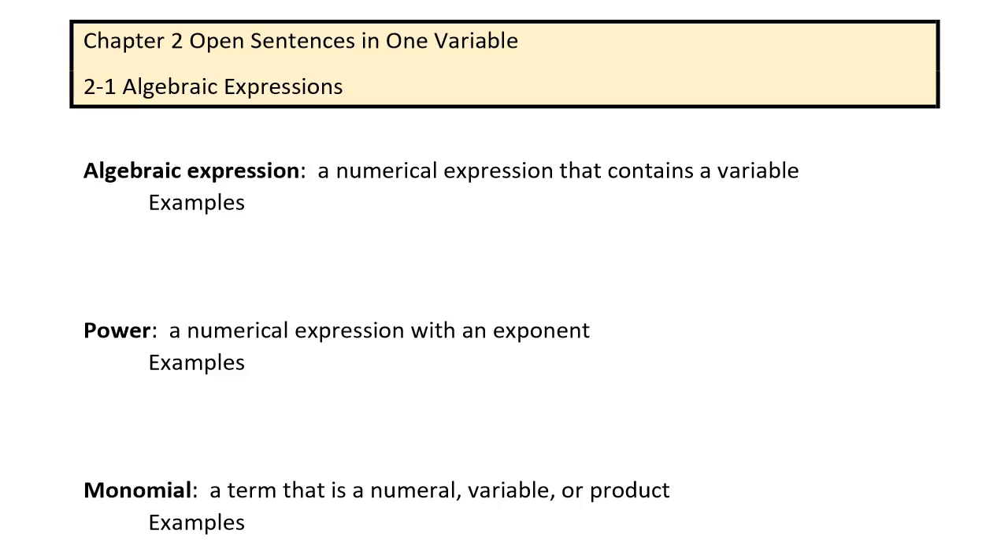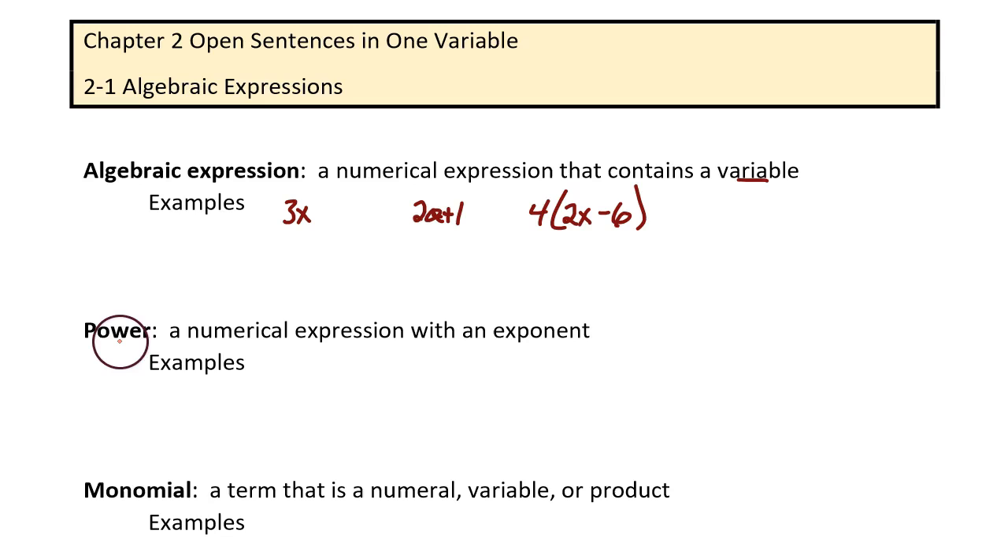All right, we're starting Chapter 2, Open Sentences in One Variable. Section 2-1 is about algebraic expressions. An algebraic expression is a numerical expression that contains a variable. I left some room for some examples. So 3x is an algebraic expression, or 2a plus 1, or 4 parentheses 2x take away 6. All of these are algebraic expressions.